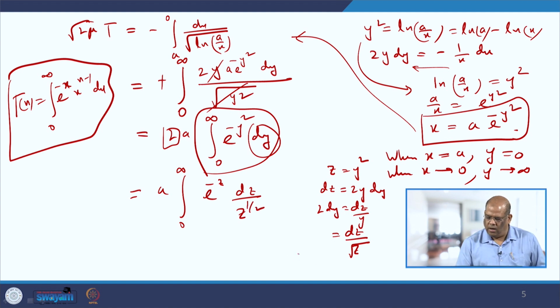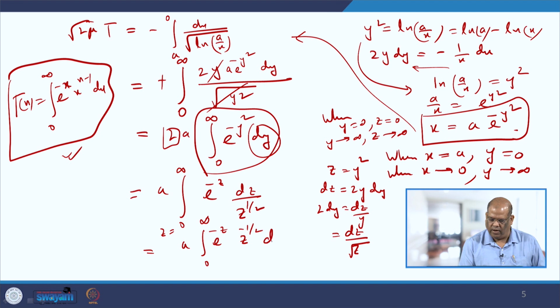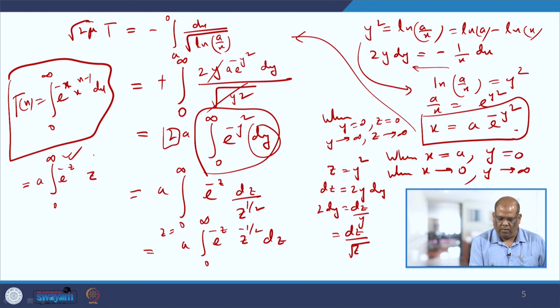And you can see when y equal to 0, z is also 0, and when y becomes large, z also becomes large. So, that is why the limit remains the same. Now, to do this, let us put it in this form. So, you have a times the integral from 0 to infinity of e to the power minus z, z to the power minus half dz. And I can write this as a times the integration 0 to infinity e to the power minus z, z to the power half minus 1 dz.